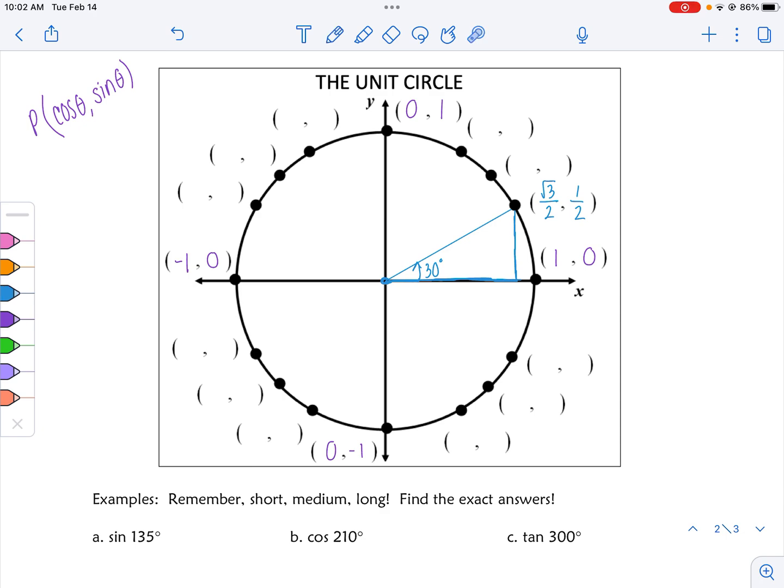Quick check. Is the cosine of 30 root 3 over 2? Yep. Is the sine of 30 1/2? It is. So that's exactly where these values come from.